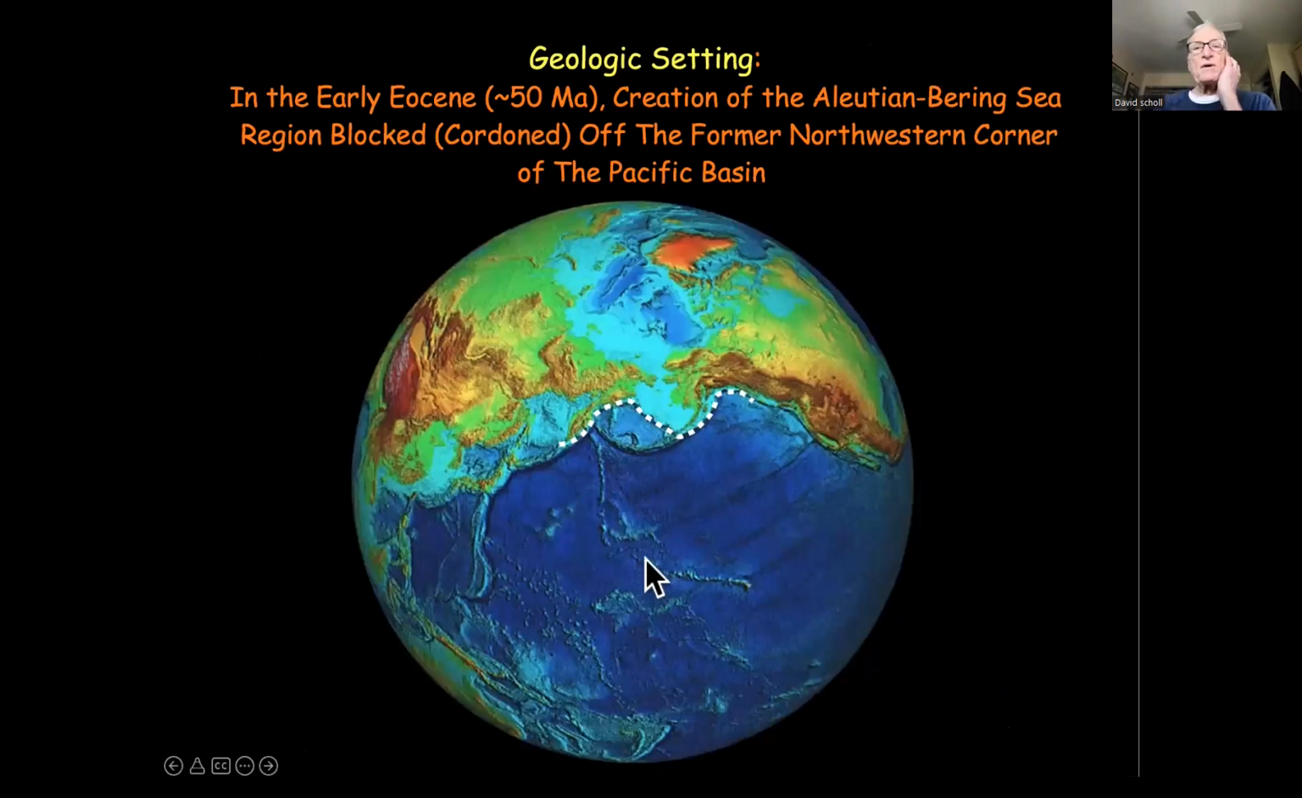Going back and taking a look at something here, geologic setting. In the early Eocene, say around 50 MA, somewhere in there, the creation of the Aleutian-Bering Sea region, however problematically it got created, it blocked off, cordoned off the former northwest corner of the Pacific Basin. That's an argument. In other words, here is the old continental margin. The arc forms. This forms later, unknown about the Shirshov shelf as well. But in doing that, at any rate, it just cordons off this part of the Pacific Basin, however that arc forms.